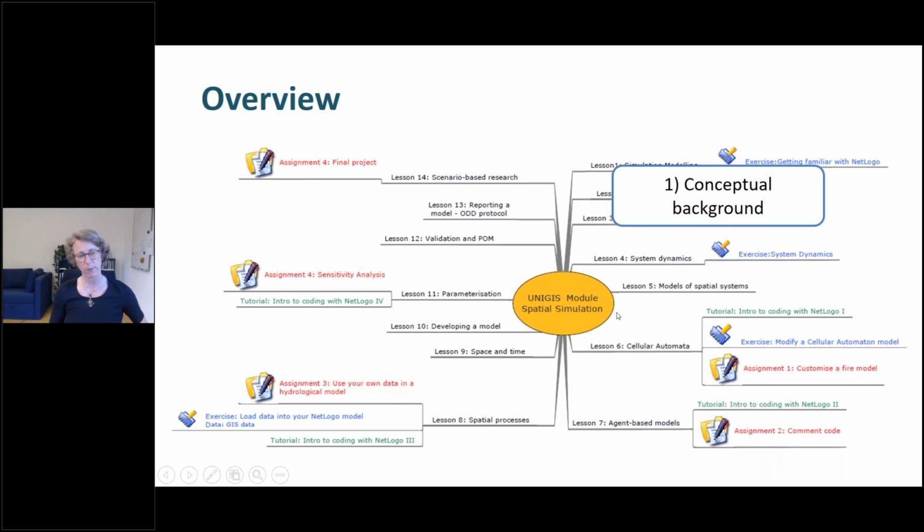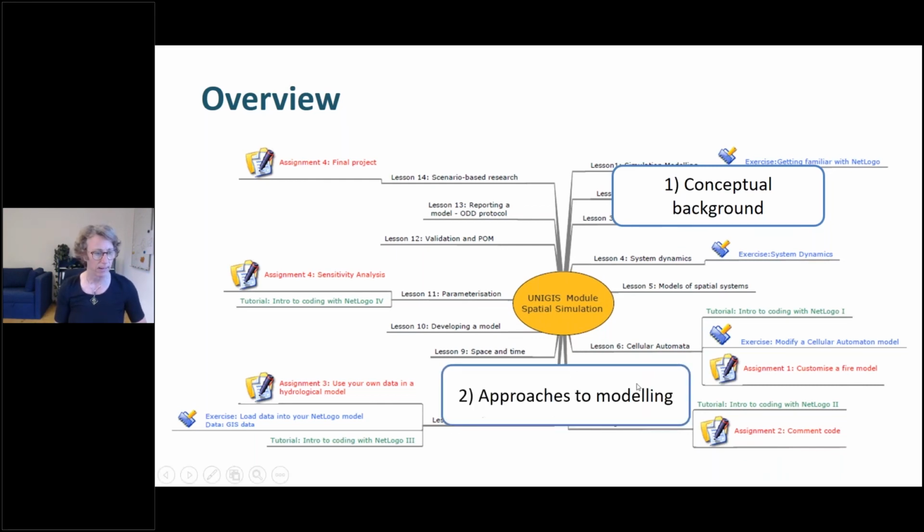The beginning is a conceptual background. So that gives you an idea about systems and systems theory, which personally I find super interesting, and that's really relevant for many, many application domains in geoinformatics. And as we are working with systems in GIS and geoinformatics, but especially in spatial simulation, it's really good to think a little bit about the theory behind that. The second block of this module is about different approaches to modeling spatial systems, non-spatial and spatial systems.